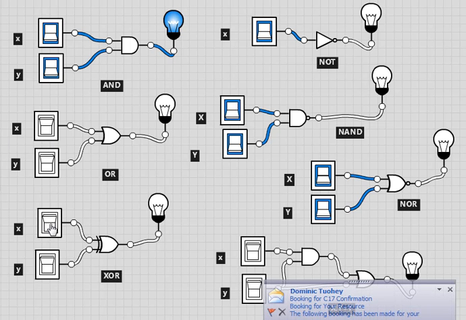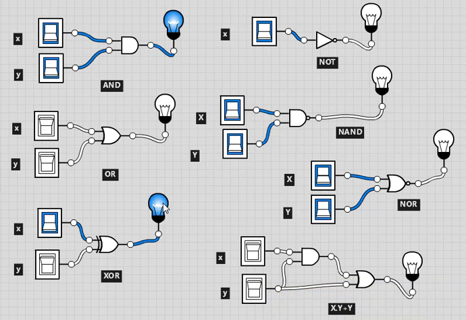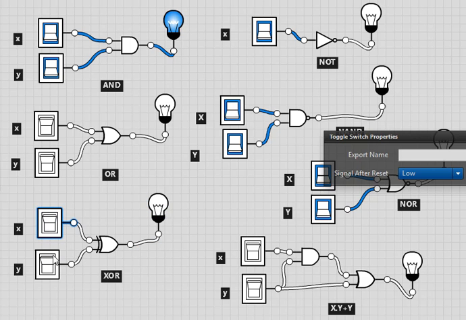We have an exclusive OR gate, which is similar to this, except that when X is on, the light is on, and if Y is on, then the light is on. But if both are on, the light is not on. Whereas within an OR gate, if both of them are on, the light will be on. This one has to be one or the other, but not both. And if both are off, the light is not on. So this is an OR gate and an XOR gate.